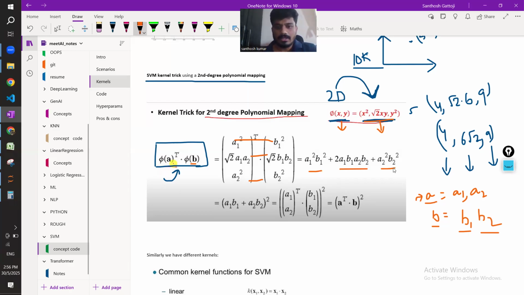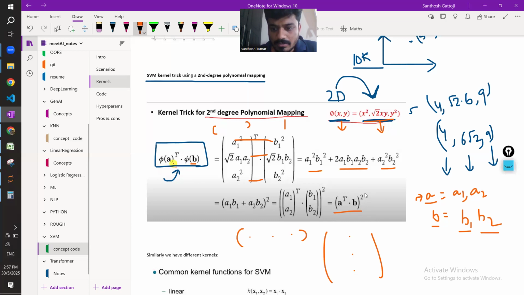Because this is a transpose, vertical will become horizontal, so it will be in this format. The first element with the first element, second with second, third with third. So you get this, and it can simply be written as A1 B1 plus A2 B2 whole square, that is A dot B whole square. This can be written in matrix formula format, and finally in this format.